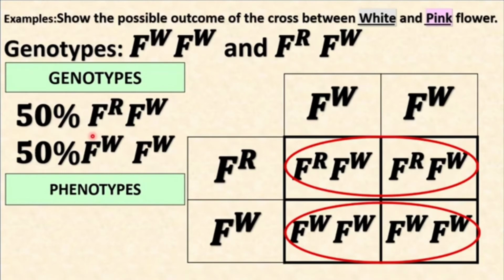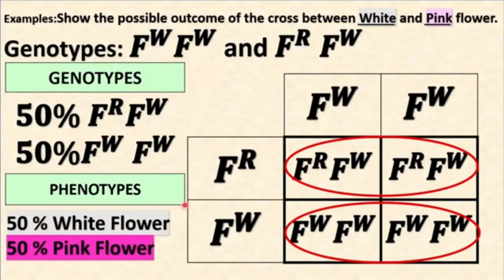How about the phenotypes? What is the meaning of FR-FW? That is pink flower. Therefore, we have 50% pink flower. How about FW-FW? It means white flower. That is why our phenotypes are 50% white flower and 50% pink flower.